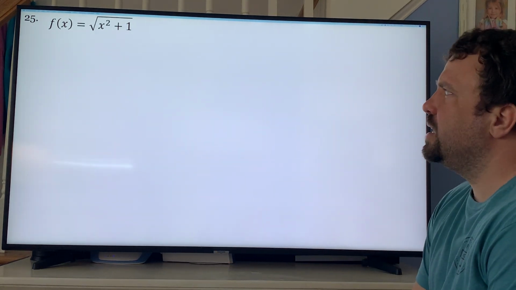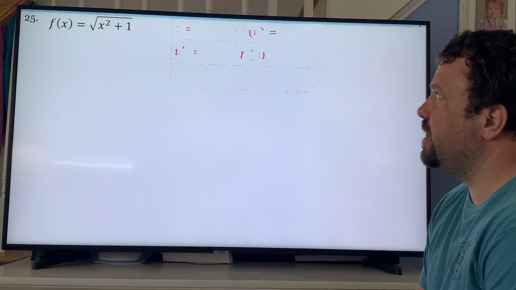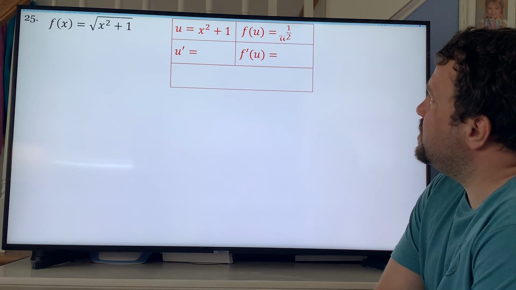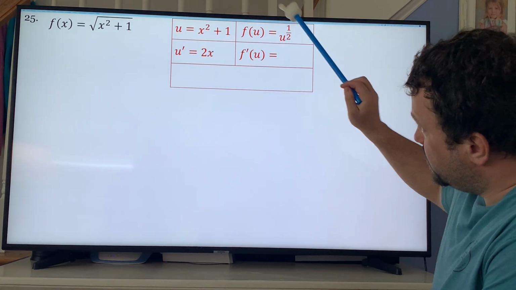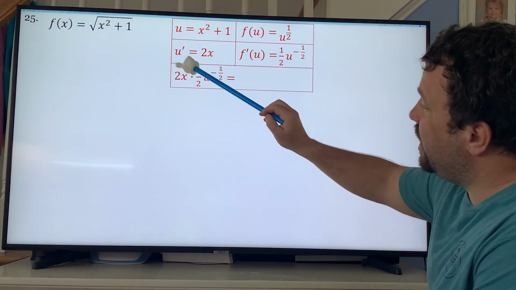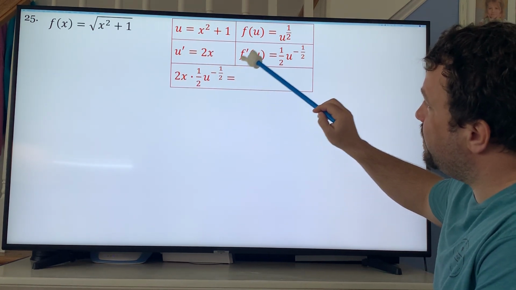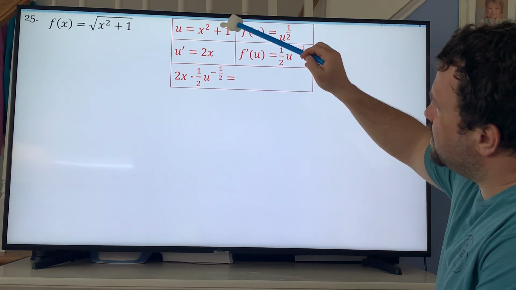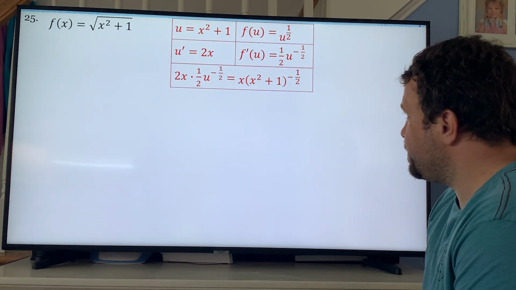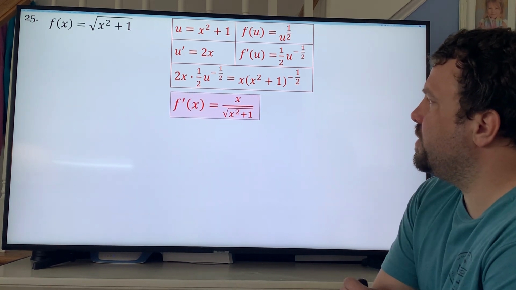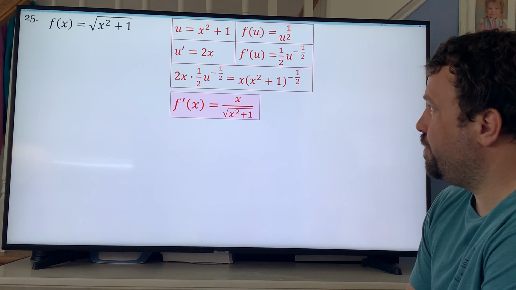Problem 25 is a chain rule. All right, so your u is your inside, x squared plus 1. Your f of u is u to the 1/2. 2x, 1/2 u to the negative 1/2. 2x times 1/2, half of 2x is x, u to the negative 1/2. So it's x times x squared plus 1 to the negative 1/2. Now that's the same as x over the square root of x squared plus 1.